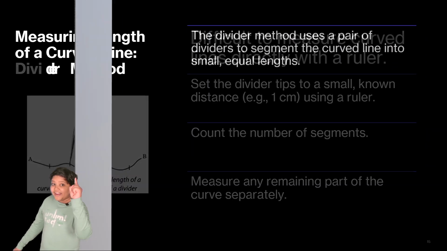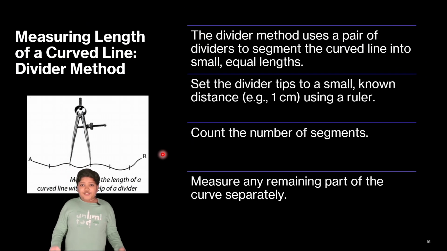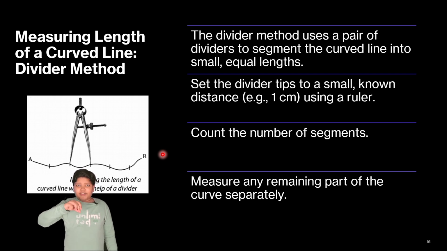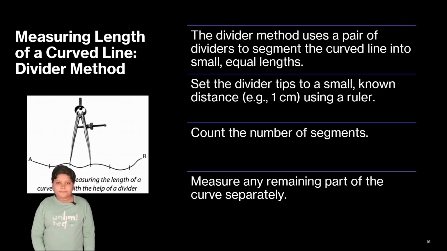But there's also the divider method. Another way to measure curved lines is a pair of dividers. You can set the tips to a small fixed distance, say 1 kilometer, and then you step the dividers along the curved line, marking each point. By counting how many steps you take and measuring any leftover segment, you can calculate the total length of the curve. This is just a little bit less accurate, but it still works.